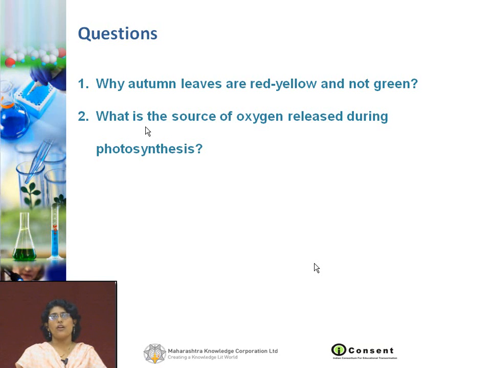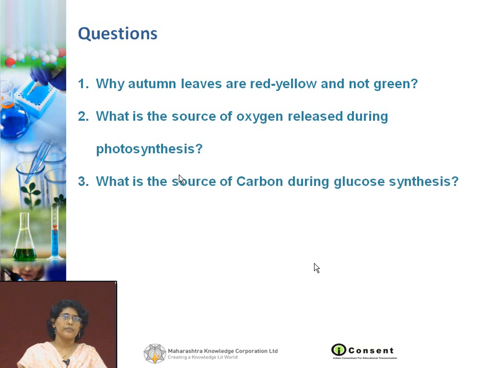During this photolysis of water, one H plus ion and one OH minus ion is produced. These OH- ions react with the electrons to produce molecular oxygen or the gaseous form of oxygen. So here, what is the source of oxygen? The water molecule. So from the water molecule, oxygen is released during light reactions by the process called photolysis of water.